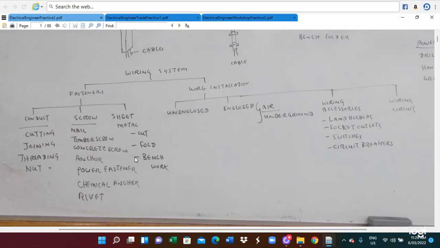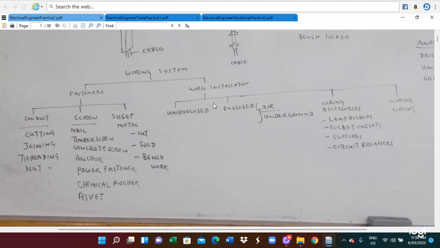Then you have to do the sheet metal work to form the wiring tray or the cable tray. Therefore, sheet metal cutting, folding, and bench work are the metal work to form the appropriate size of the wiring fastener and wiring tray. So those are the fasteners. The fasteners are an important aspect of supporting the wiring system.